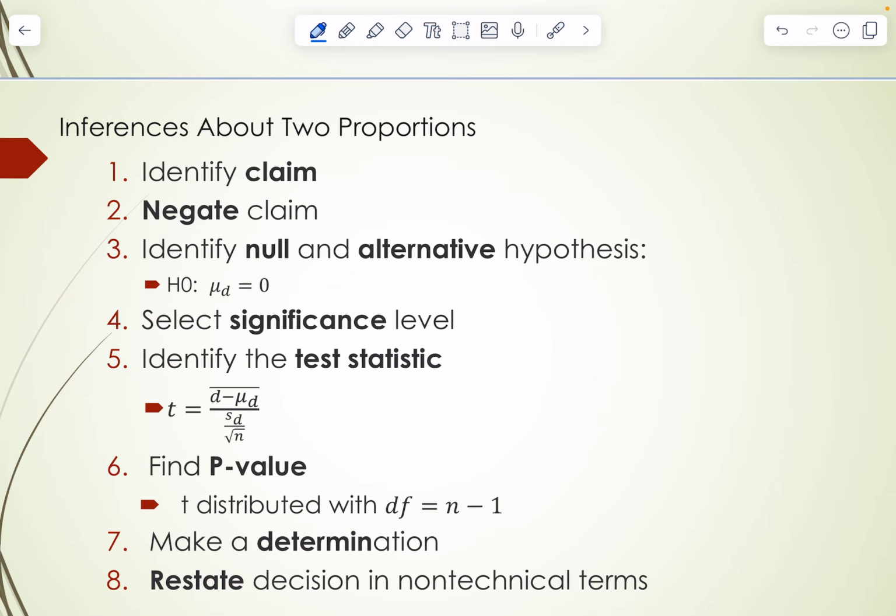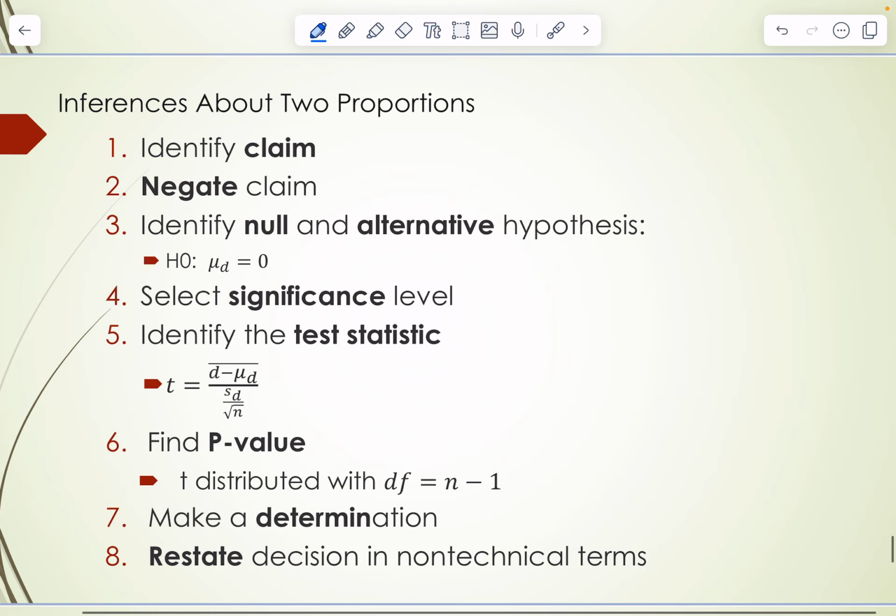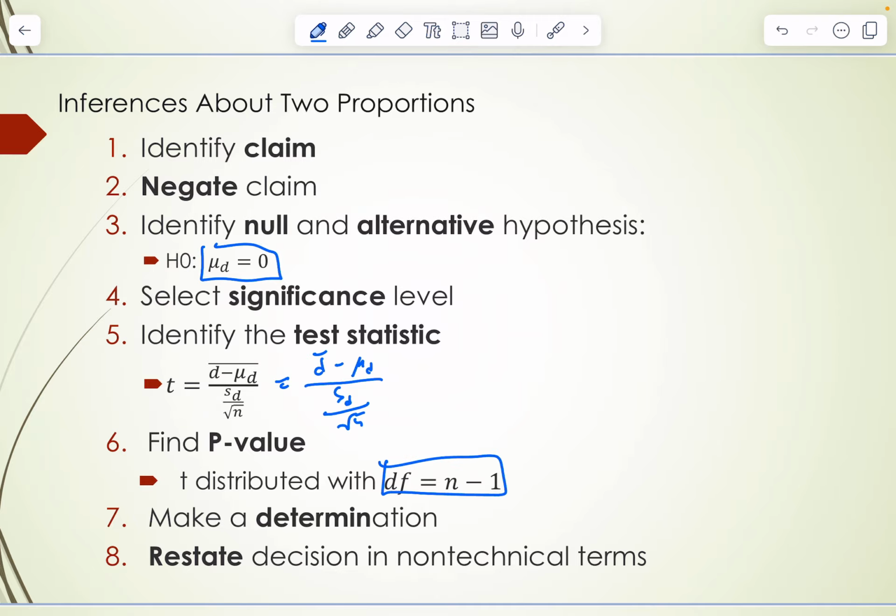Okay, so here's the hypothesis test, 8 steps. In this case, I'm going to use mu D equals 0. That's always going to be my null hypothesis here. The test statistic is D bar minus mu D over SD over square root N. It's a t-score, and the degrees of freedom is N minus 1.